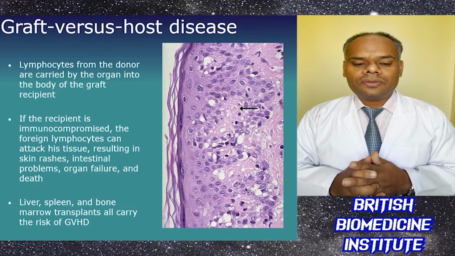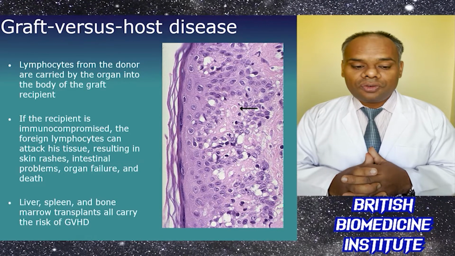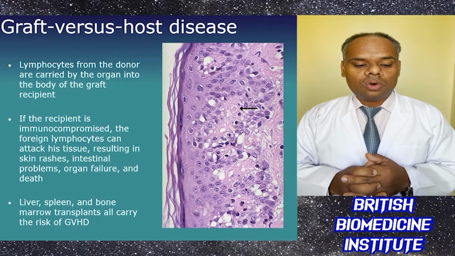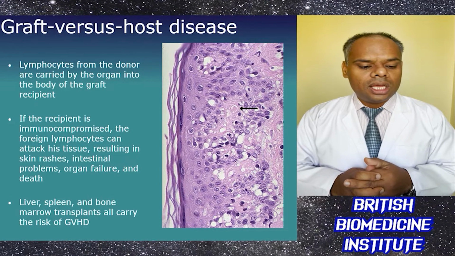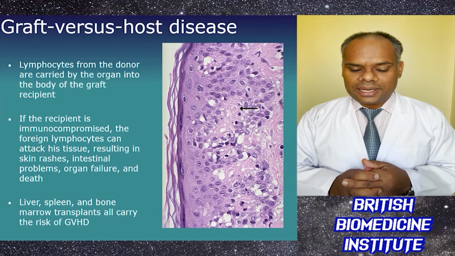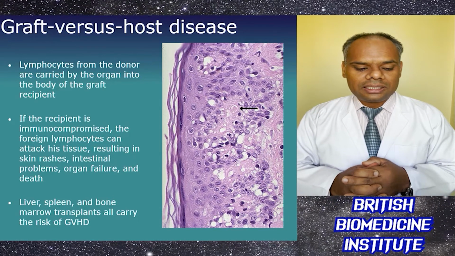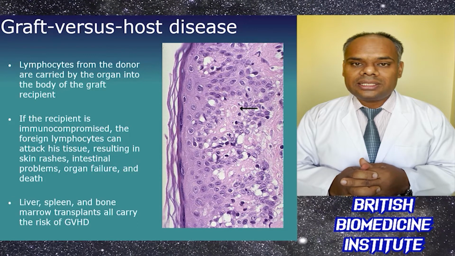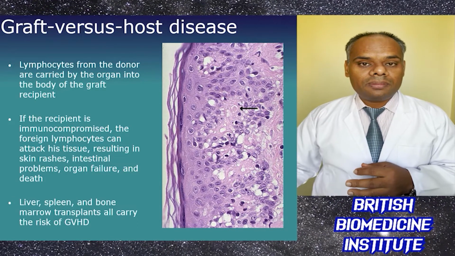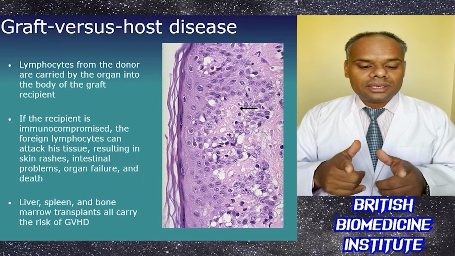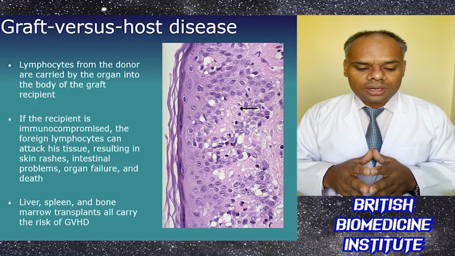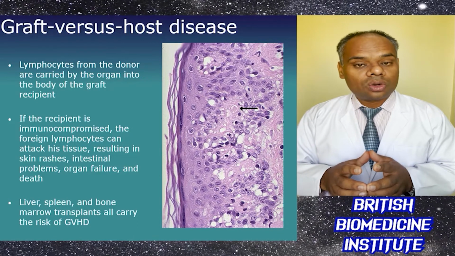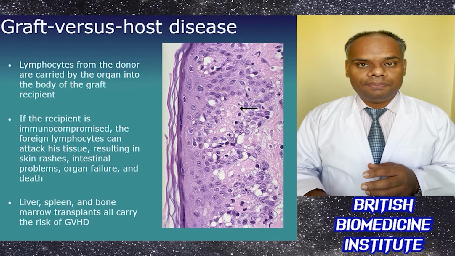Now comes graft versus host disease. Lymphocytes from the donor are carried by the organ into the body of the graft recipient. If the recipient is immunocompromised, the foreign lymphocytes can attack his tissue, resulting in skin rashes, interstitial problems, organ failures, and death. Liver, spleen, and bone marrow transplants also carry the risk of GVHD.